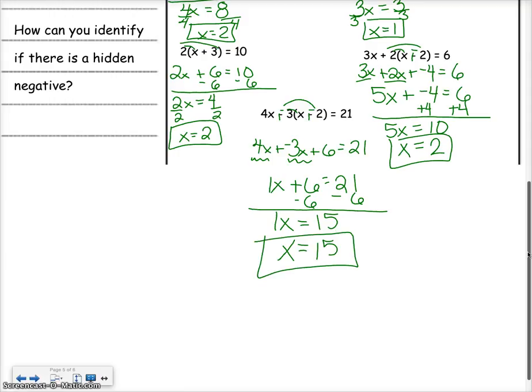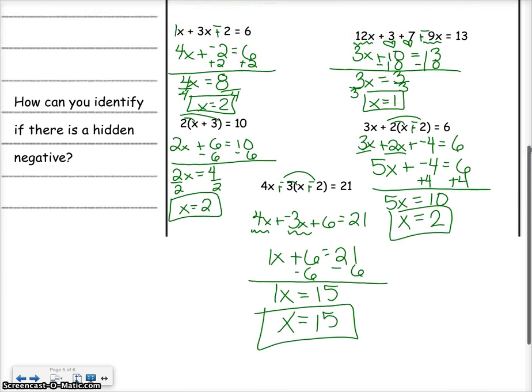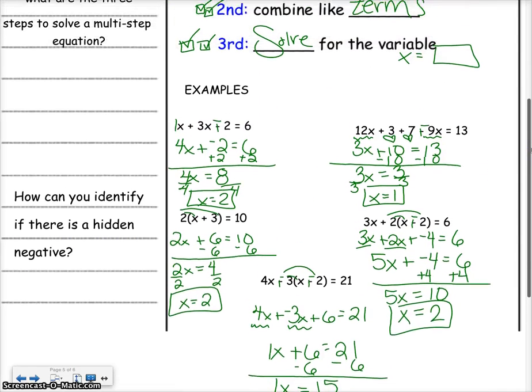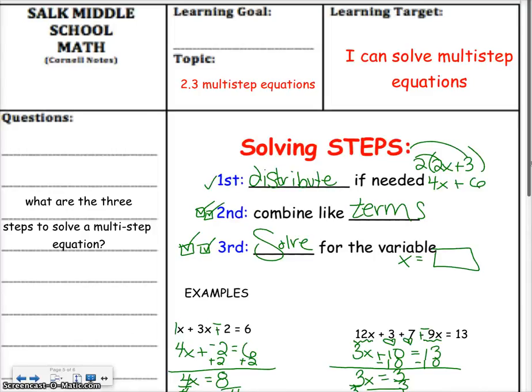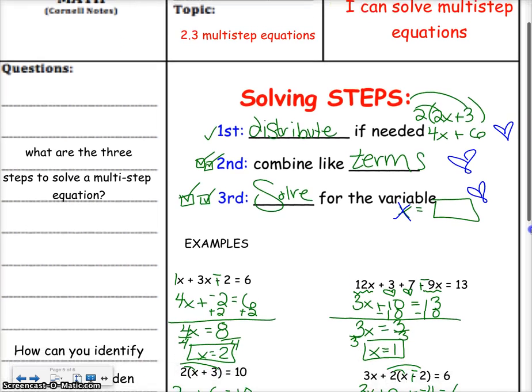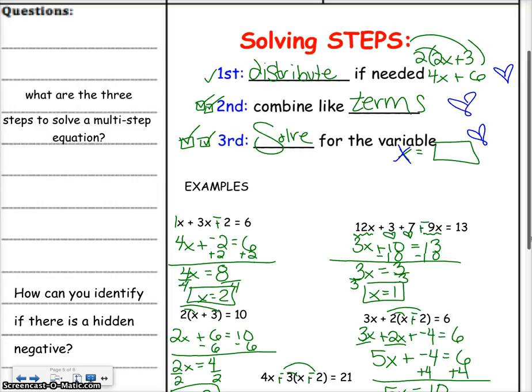So recall the steps. What you need to do when you're solving a multi-step equation, that's that first bullet in our formal learning scale. You need to distribute if you have to. You need to combine like terms, and then you solve. And x or y or a or b or the variable always needs to be by itself. So 3 steps: distribute, combine like terms, solve. And when you solve, you're always doing that inverse operation.